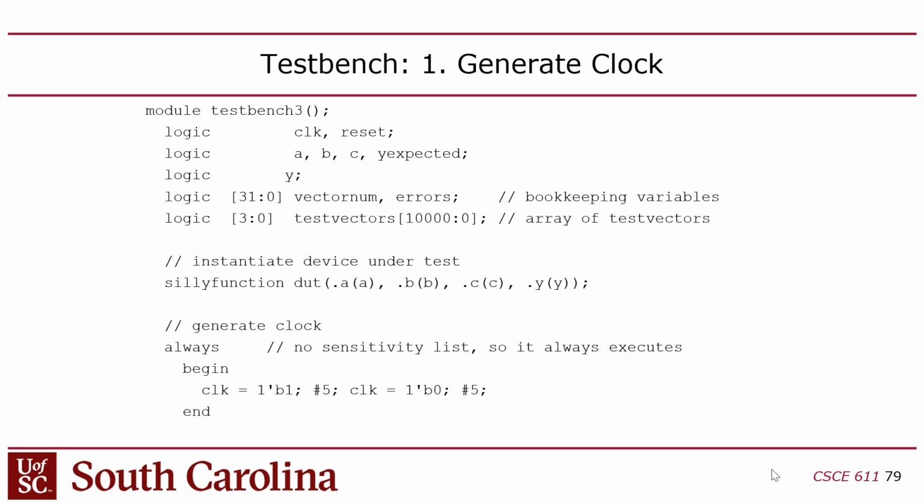If there's no sensitivity list, then it is a non-synthesizable always. Now you might say, wait a minute, always COM doesn't have a sensitivity list. Yeah, that's because it's an always COM. But if it's just an always with no sensitivity list, then this is something that just repeats infinitely. So if you put clock equals 1, pause for 5 units of time, clock equals 0, pause for 5 units of time, this will create a periodic clock signal in the simulation. But again, you can't synthesize that.